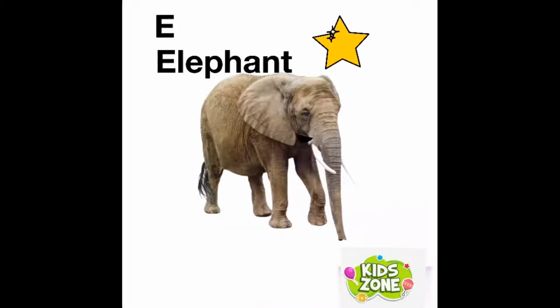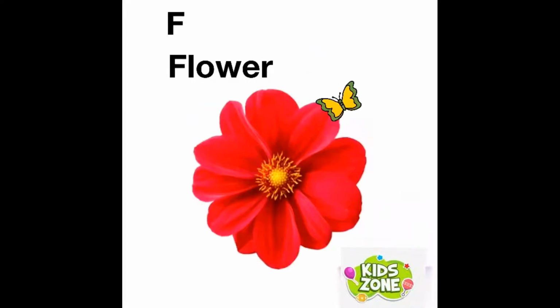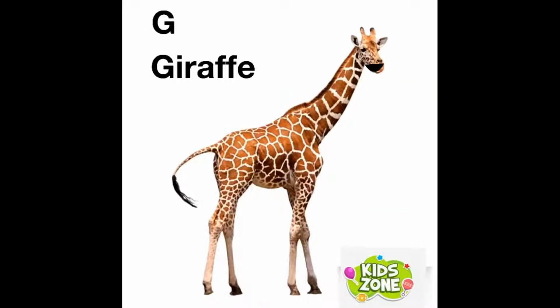E for elephant. F for flower. F for flower. My color is red. G for giraffe. G for giraffe. I am very tall.